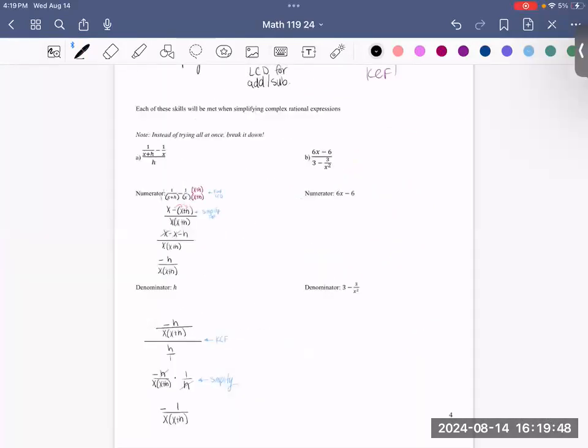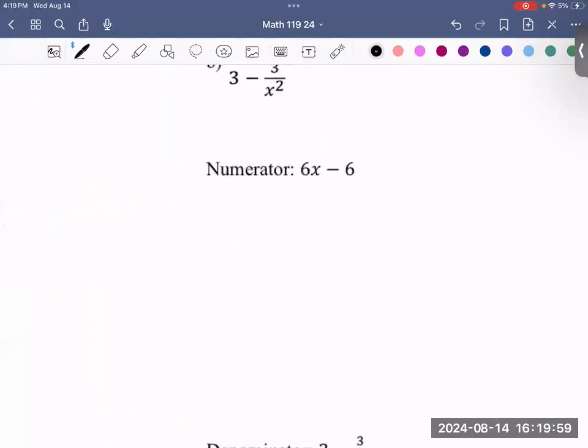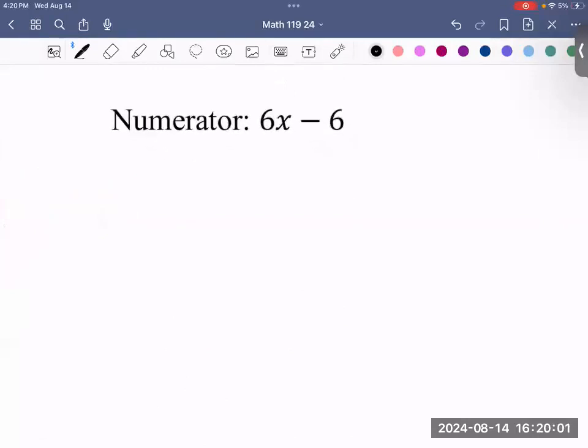Hopefully that wasn't too bad. I would like you to pause the video and try it again on your own with B. All right, so take a look at your numerator. Not super crazy. We do have a polynomial, so what are you going to do? Well, with your polynomial, we are going to factor it out. Don't forget your placeholder of 1. So GCF factoring, take out a 6.